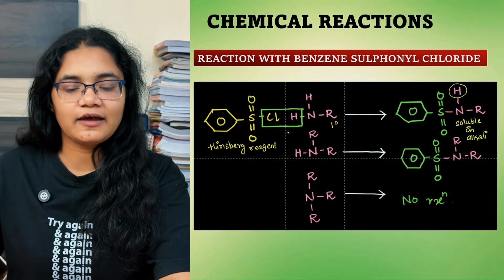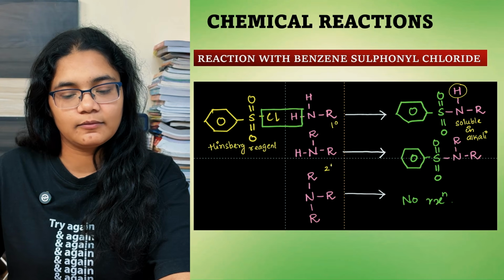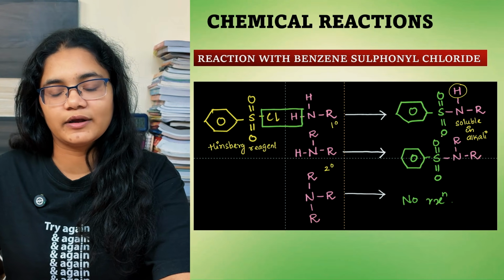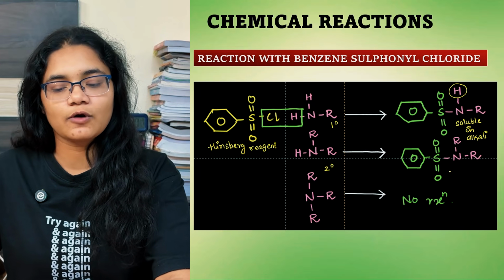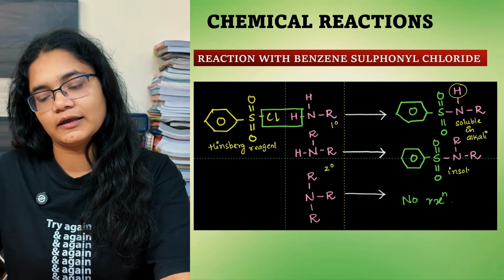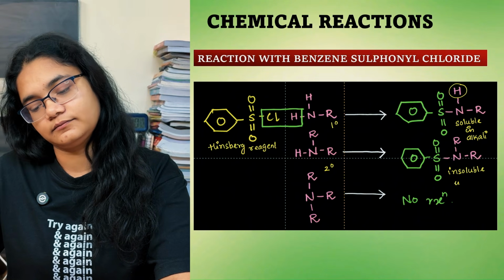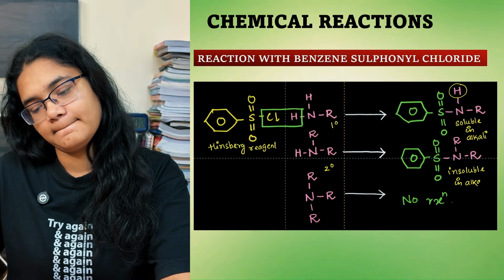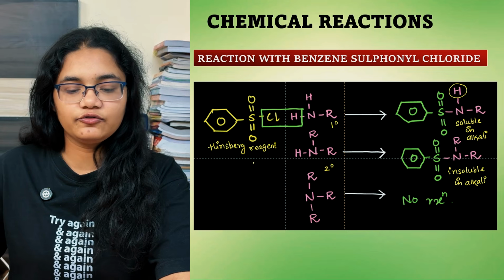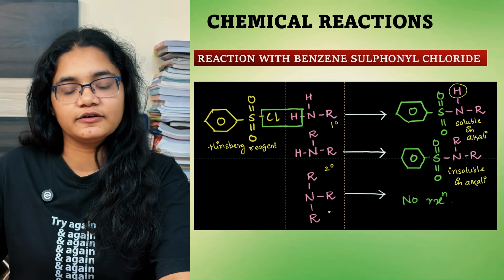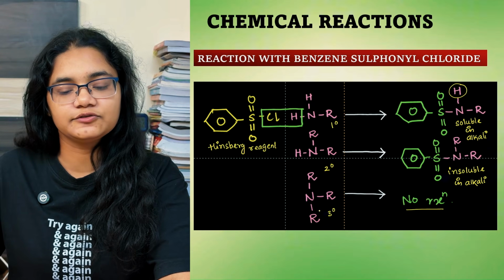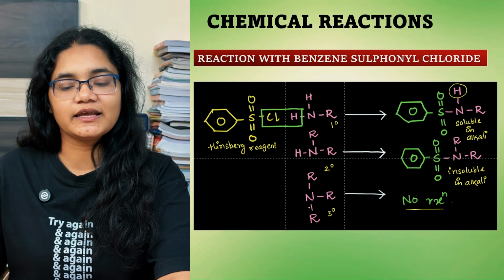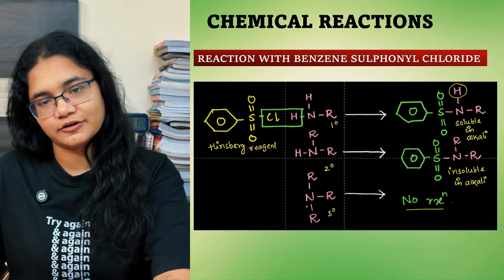Next we have the secondary amine. Here also HCl is removed, and you get a compound like this. Here there is no hydrogen attached, so a salt is formed, but this salt is insoluble in alkali. Now if you react benzene sulfonyl chloride with a tertiary amine, there is no reaction because there is no hydrogen. So that is how we can separate primary, secondary and tertiary amines.